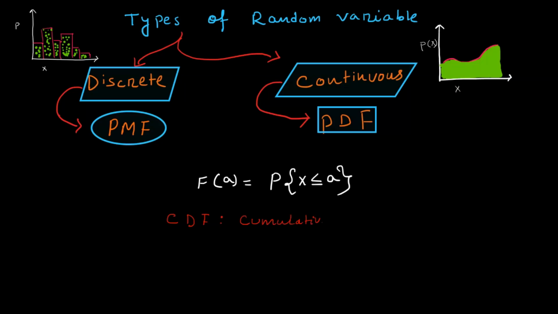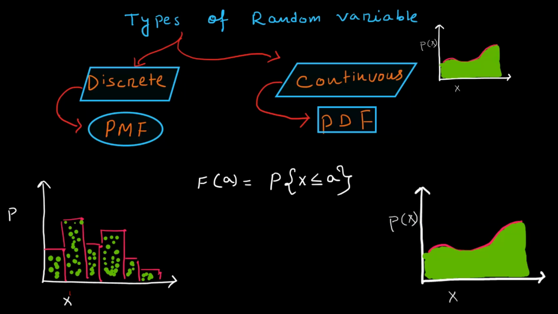Cumulative distribution function. Okay, what does that give? So anything defined as F(a) is equal to probability of x less than or equal to a. So probability of x less than or equal to a, we are going to define it here.